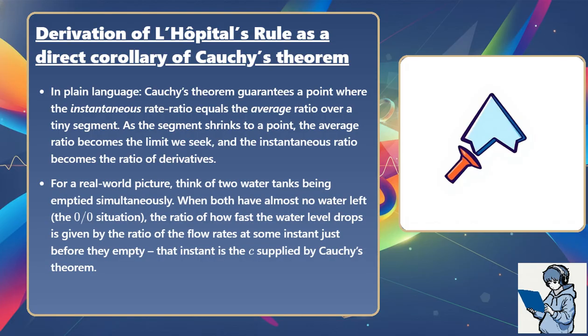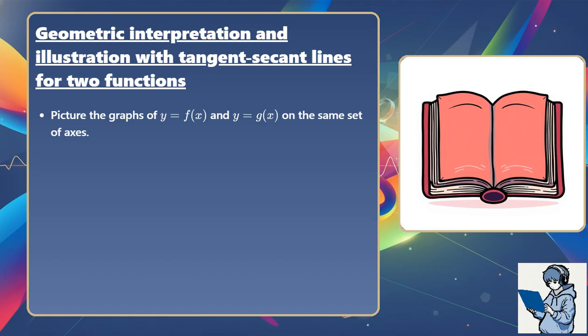For a real-world picture, think of two water tanks being emptied simultaneously. When both have almost no water left, the 0 over 0 situation, the ratio of how fast the water level drops is given by the ratio of the flow rates at some instant just before they empty. That instant is the c supplied by Cauchy's theorem. Picture the graphs of y equals f of x and y equals g of x on the same set of axes.